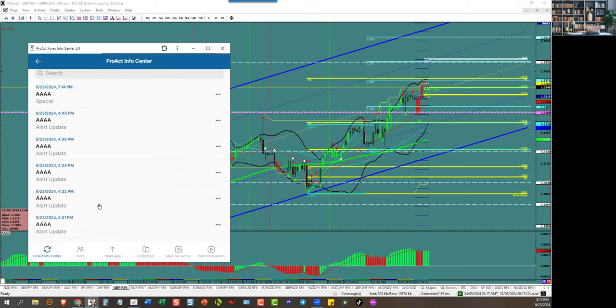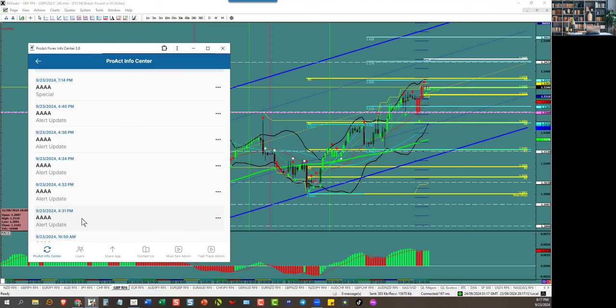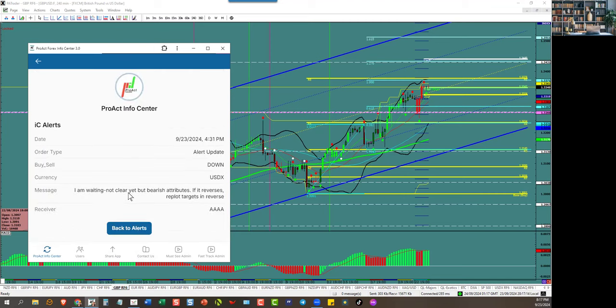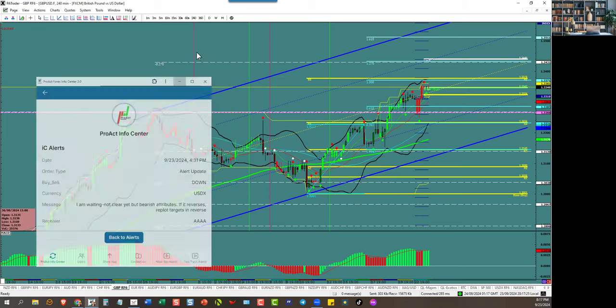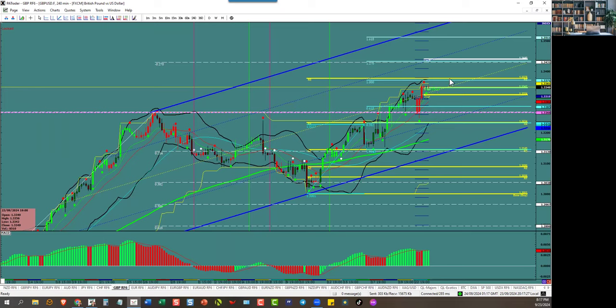All right, back to that. There you go. I'm waiting. Not clear yet, but bearish attributes. If it reverses, replot the targets in reverse. This is why I do this. I'm trying to give you a heads up. So I always go with the continuation until it proves it's not going to continue.